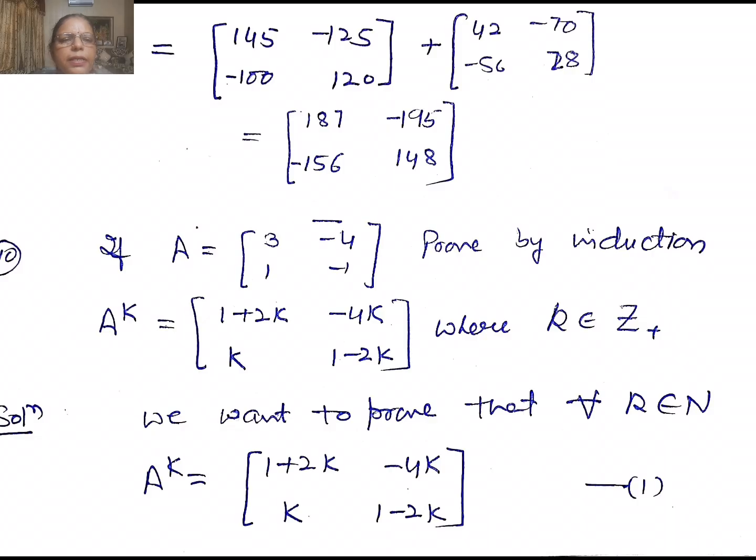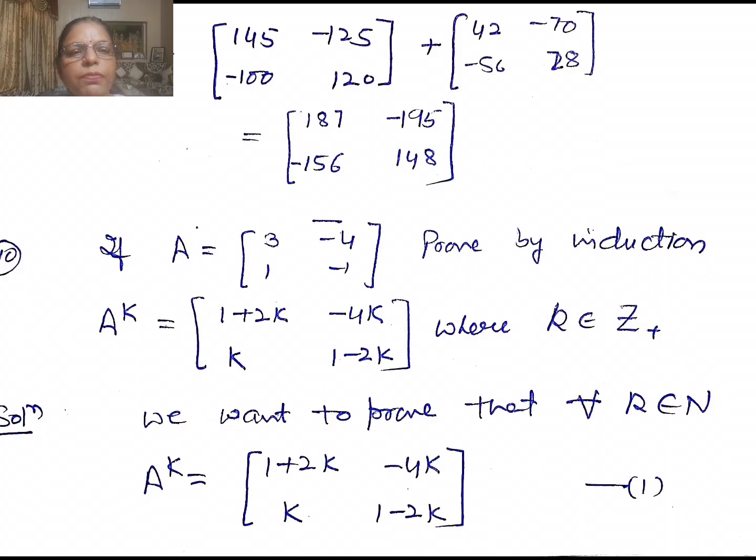That's the result. And the last example is when we have to prove a result for natural numbers, which are infinite. How to prove it? We apply the induction method. Now we are given A is equal to [3, -4; 1, -1] and prove by induction that A raised to power k is equal to [1 plus 2k, -4k; k, 1 minus 2k], where k belongs to positive integers.